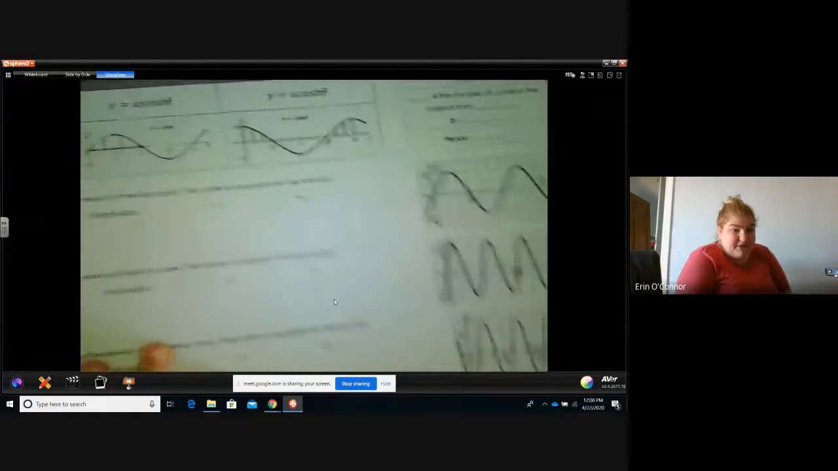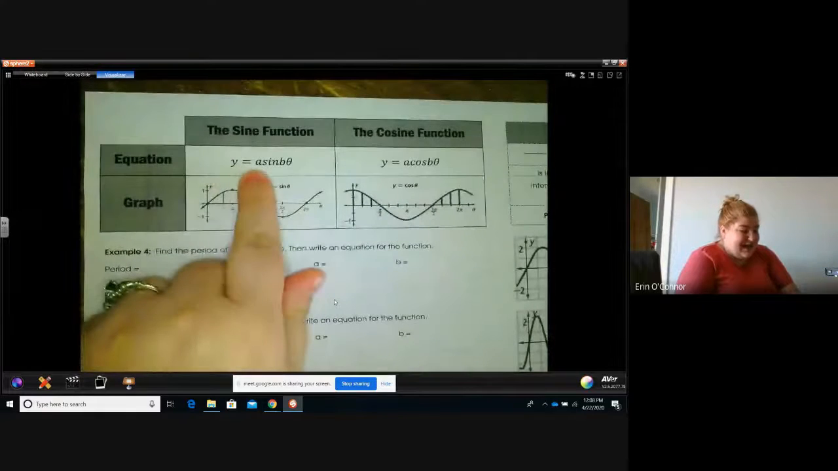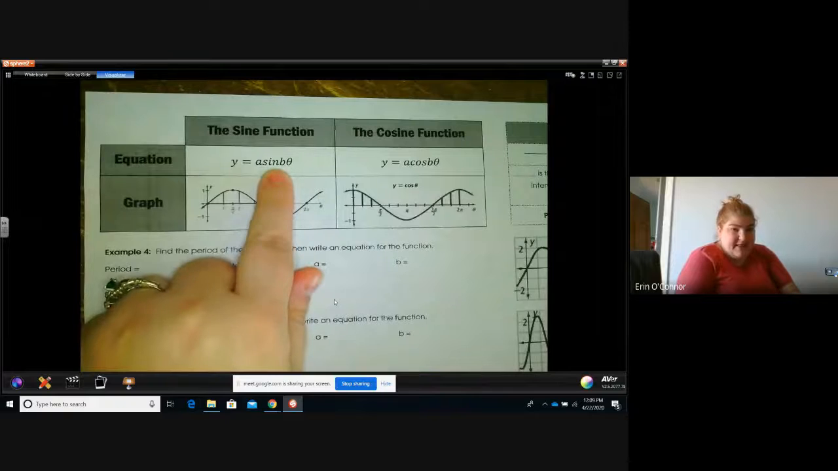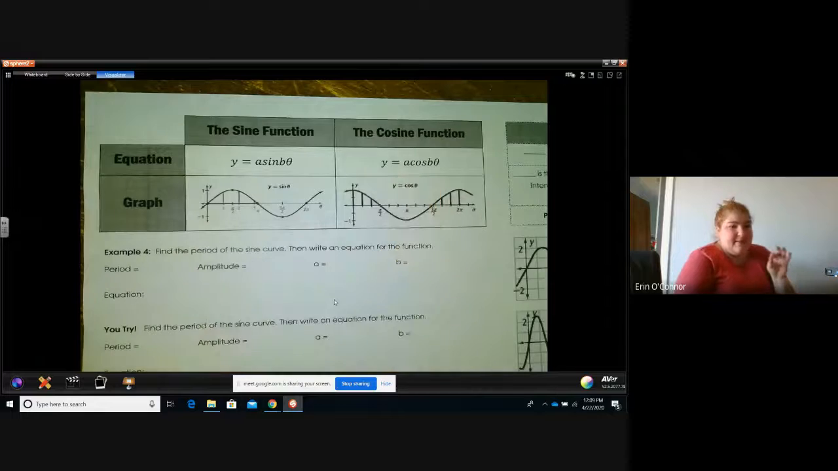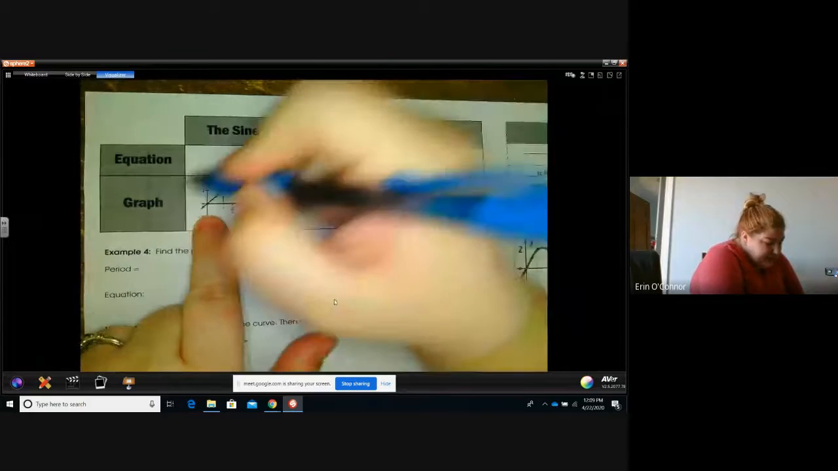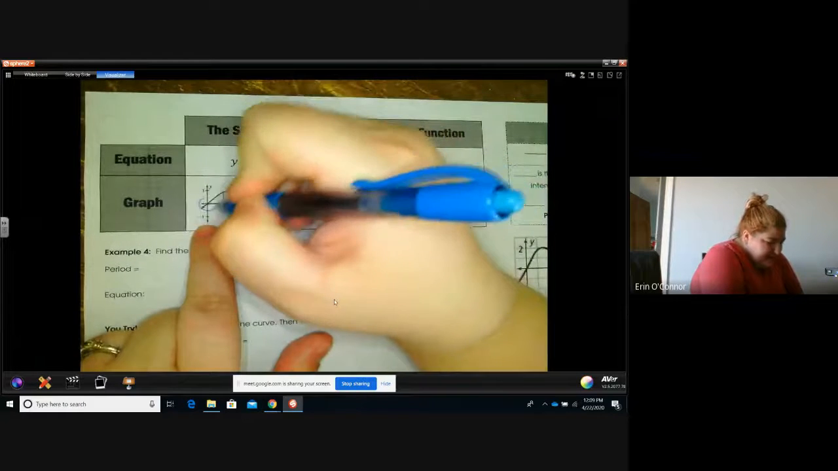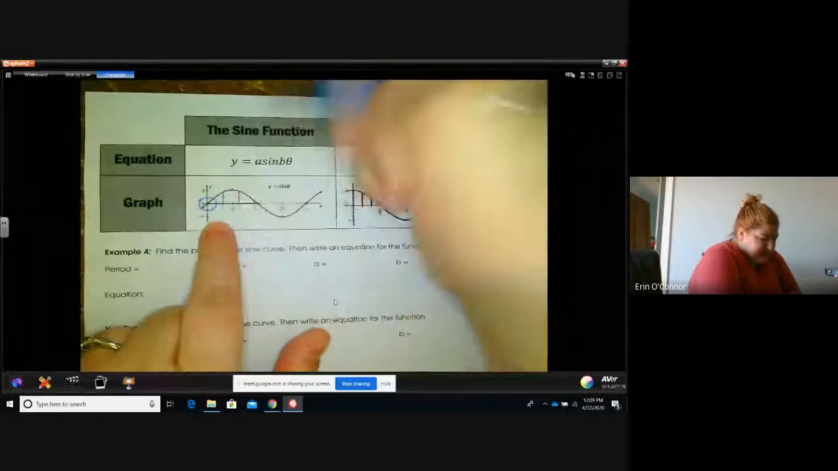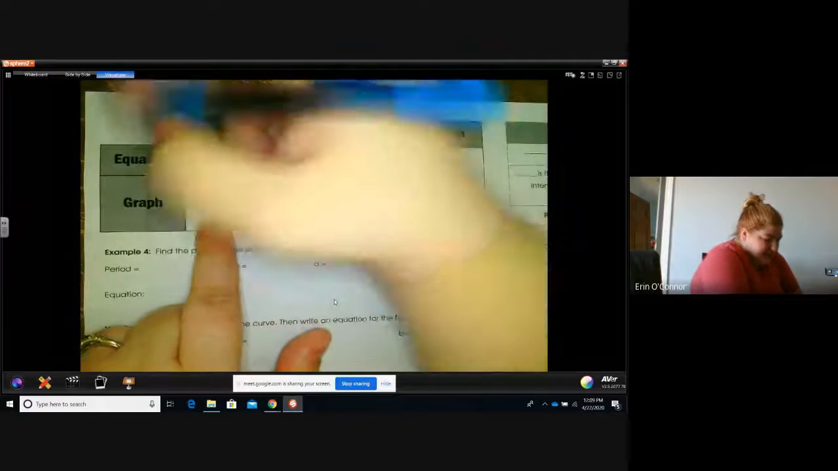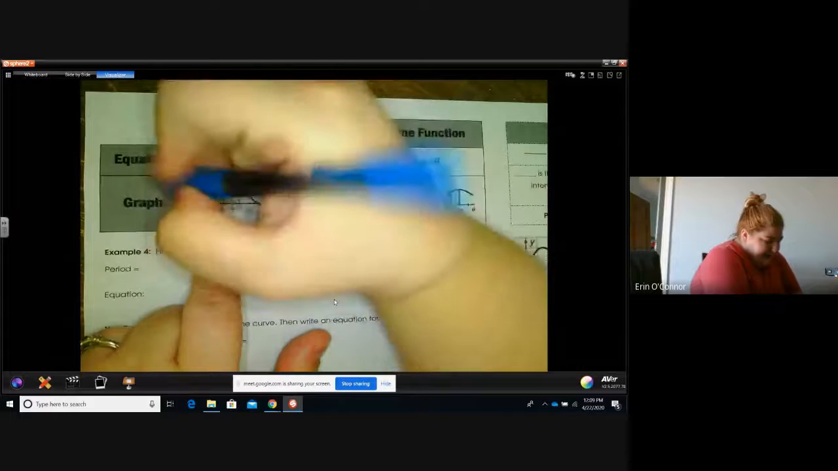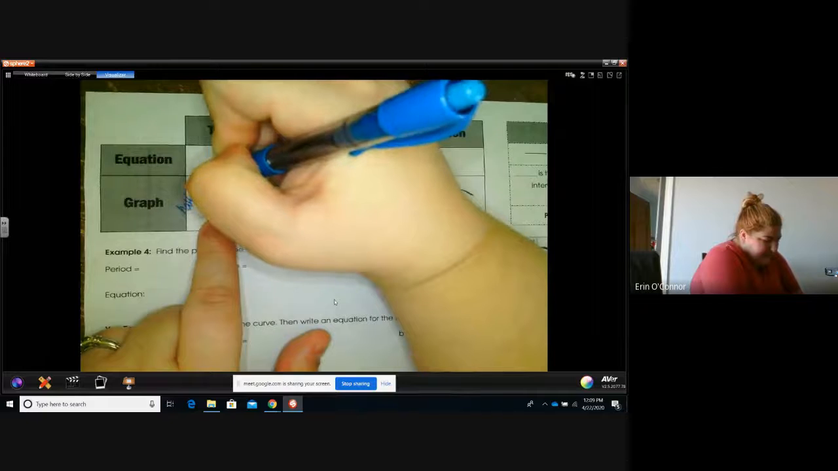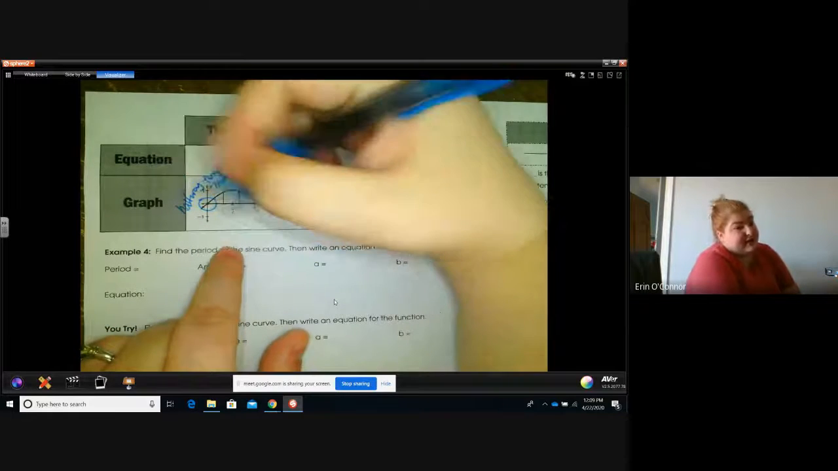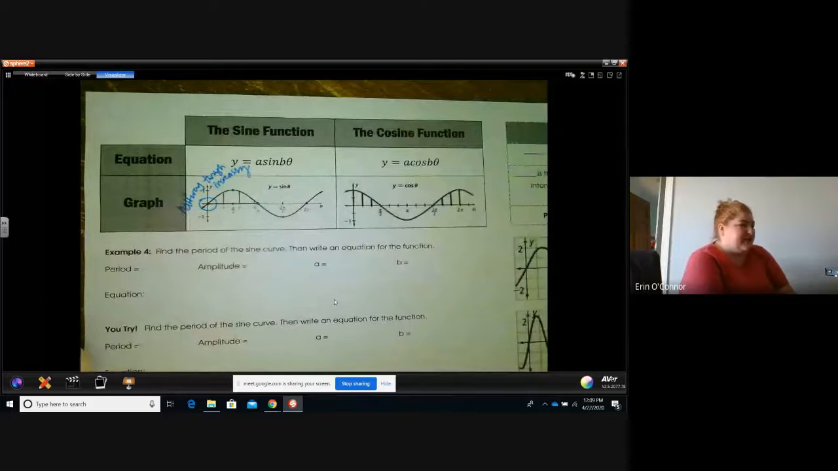So, the sine function is y equals a sine b theta, and the cosine function is y equals a cosine b theta. The big thing I want to show you here. The sine function starts halfway through its increasing section. If you guys can look, it's halfway through increasing. That's where it is on the y-axis. So halfway through increasing. If you find it halfway through decreasing, then something has happened and maybe it's been reflected.